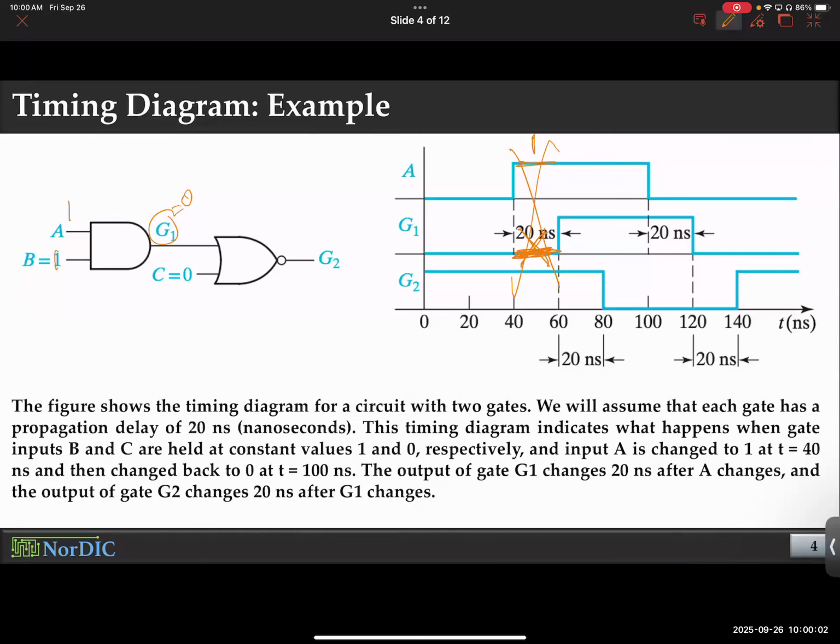All right. So similarly, this delay is also propagated to the next stage. The more stages you have, the more severe this situation becomes.